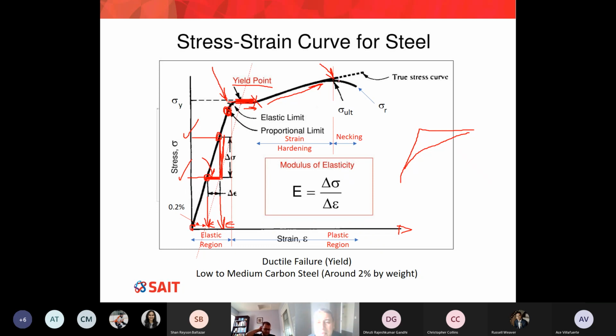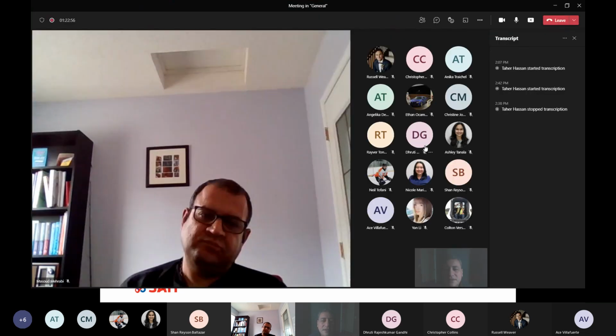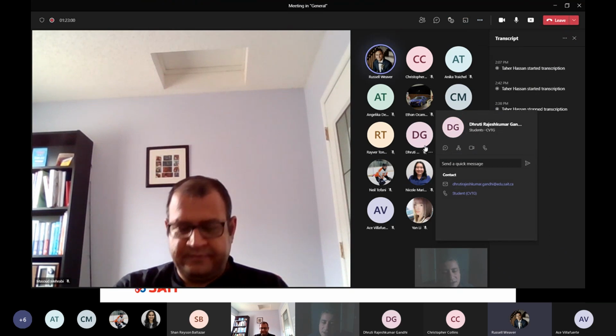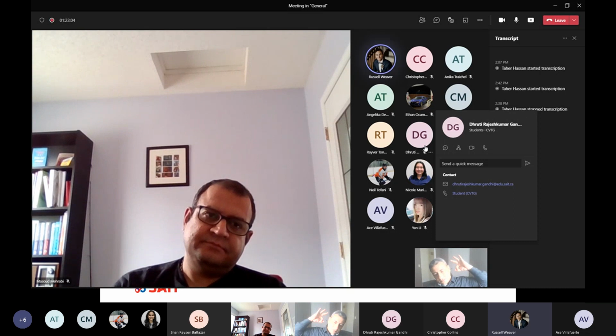After necking, what happens is the curve will go down, and so this area is called necking. This area is called strain hardening, and this area right here has a name called elastic region. Can anybody tell me why it's called elastic region? The first part on the curve. Look at the name. It'll go back to its original size once the stress is taken off.